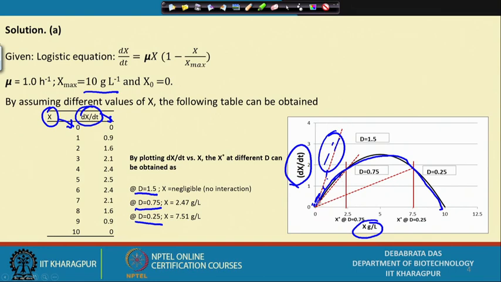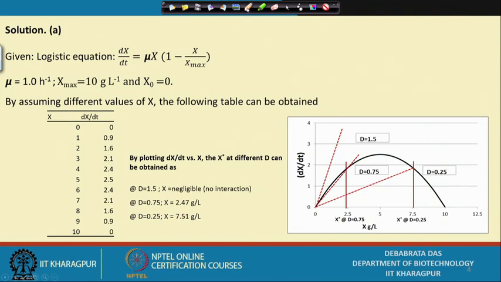But when we have 0.75, then it touches the curve here. So your cell mass concentration will be 2.5. Now when you have 0.25 dilution rate, then it is 7.5. Now we know 1 by d equal to HRT. Am I right? Now that means if the dilution rate is high, that means you are allowing the cell to reside in the reactor for smaller period of time. And if the d value is low, that means you are keeping the cell for longer period of time. Then naturally you have more cell growth in the reactor.